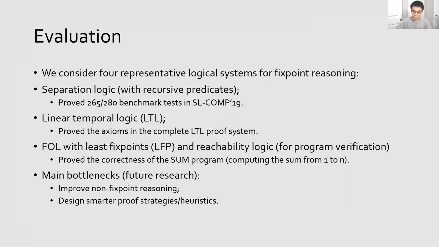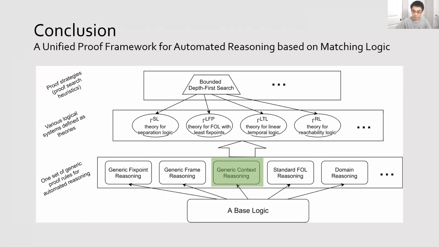The second is to design smarter proof strategies and proof search heuristics. In the current implementation, we use the simplest bounded depth-first search algorithm. Using a smarter heuristic allows us to terminate the proof search sooner and thus improves the performance of the prover. To sum up, we are pushing towards a unified proof framework, and in this work, we focus on automated fixed point reasoning. Using matching logic as the base logic, we can define other logical systems as logical theories and get a prover for all of them.